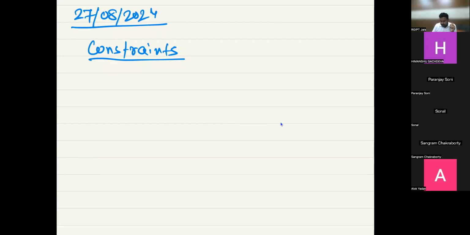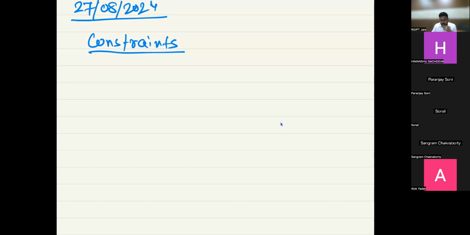So constraints are basically the conditions or restrictions. For example, we told you that let's say you have a sphere and one particle is restricted to move only on the surface of the sphere. If it is restricted to move only on the surface of a sphere, that is one type of constraint.